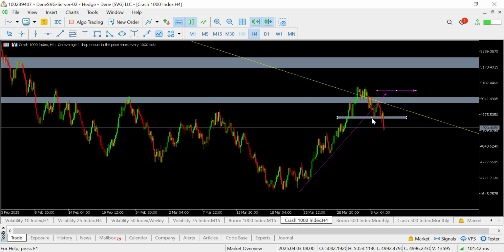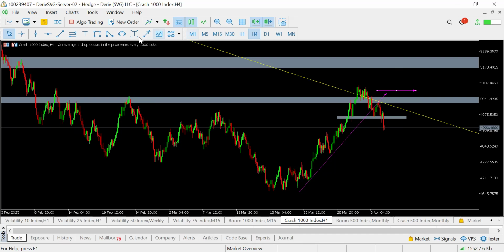This would be a trade I'll be monitoring very closely, and it wouldn't be something that I'll be looking to hold for a very long time. Why? Because there's another zone up here. This can easily reverse, come into this place, and then go downwards. So that will be that for crash 1000.